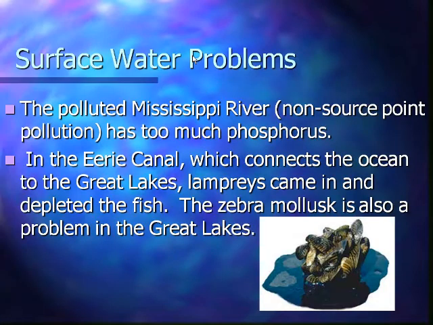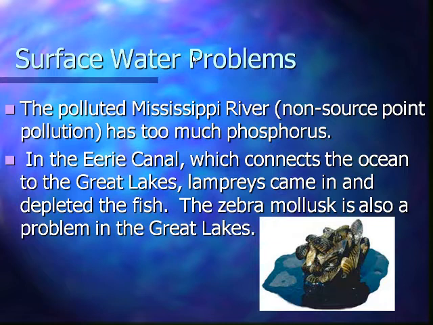Okay, so the problems in the U.S. Surface water problems: the Mississippi River first. Way too many nutrients, the phosphorus and the nitrogen are the two biggest. So this is a non-point source pollution problem. We cannot point to the source of the pollution.